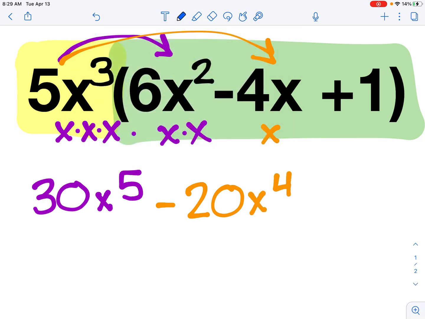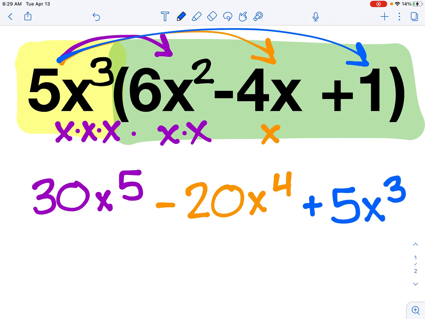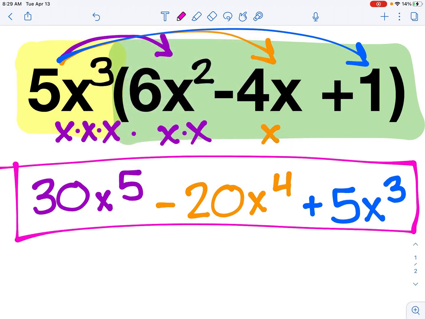And finally, we're going to multiply by 1. Multiplying by 1 keeps everything the same. So 5 times 1 would be 5. And there's no more x's to multiply by, so I stay at x to the third power. So your final answer should be 30x to the 5th minus 20x to the 4th plus 5x to the third.